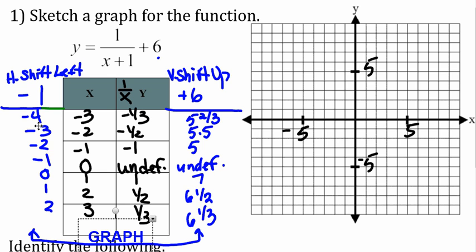So here's -4, 5 2/3; -3, 5 1/2; -2, 5; -1, undefined; 0, 7; 1, 6 1/2; 2, 6 1/3. So we can plot the points for the graph and see what happens.